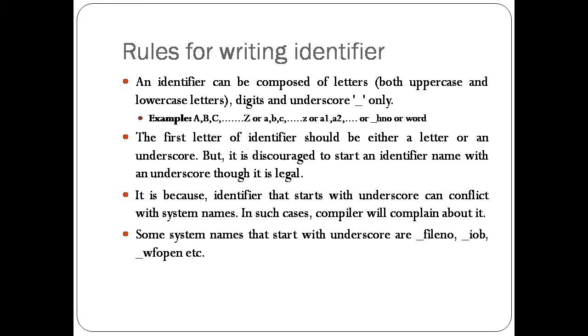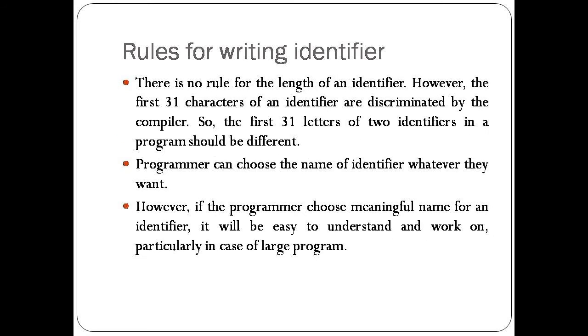But it is discouraged to start an identifier name with an underscore, though it is legal, because an identifier that starts with an underscore can conflict with system names. In such cases, the compiler will complain about it. Some system names that start with an underscore are _fileno, _job, _wfopen, and so on.